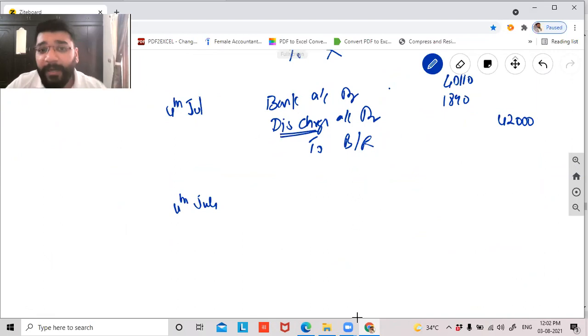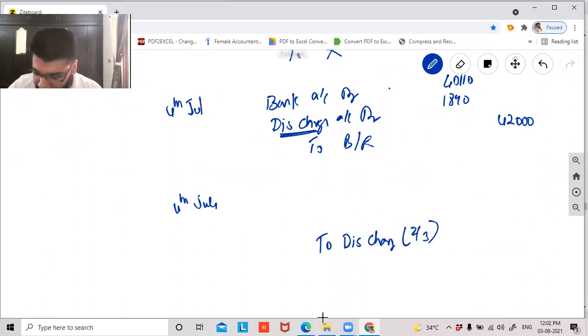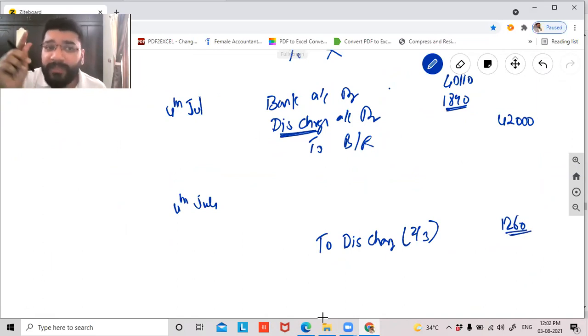So I need to reverse the expenditure. This discounting charges, if I have to reverse, what will I do? Credit discounting charges, and the 2/3 value. What is the 2/3 value? 1260. I'm reversing the discounting charges. So 1890 debit and 1260 credit, guys. If you subtract, the remaining balance of discounting charges will be equal to the 1/3 value, which Y has to bear. Because the ratio agreed between X and Y is 2/3 will always go to X and 1/3 will always go to Y.